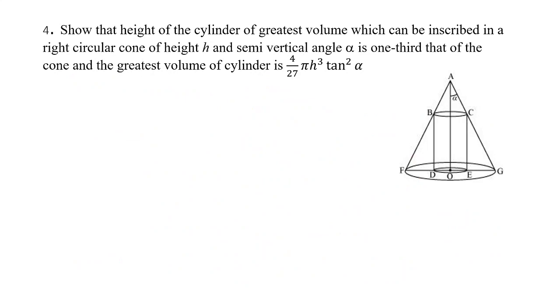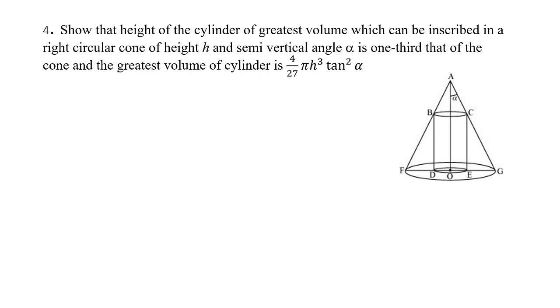Show that the height of the cylinder of greatest volume which can be inscribed in a right circular cone of height h and semi-vertical angle alpha is 1/3 that of the cone, and the greatest volume of the cylinder is 4 by 27 pi h cube tan square alpha. So here we are inscribing a cylinder inside a cone. The height and semi-vertical angle of the cone is given.